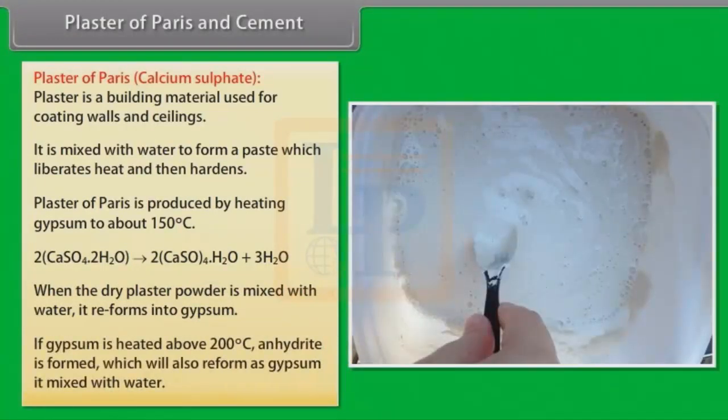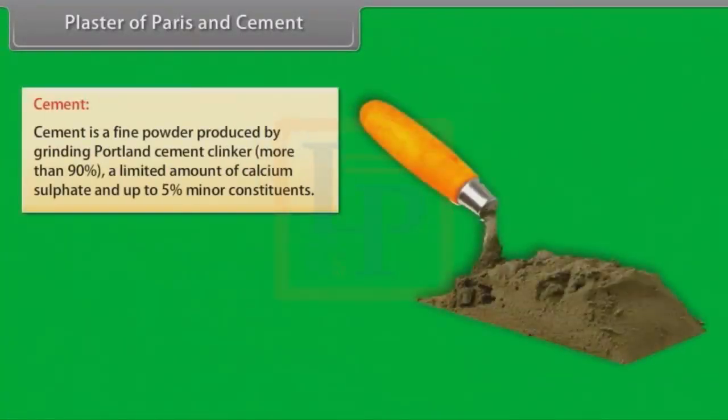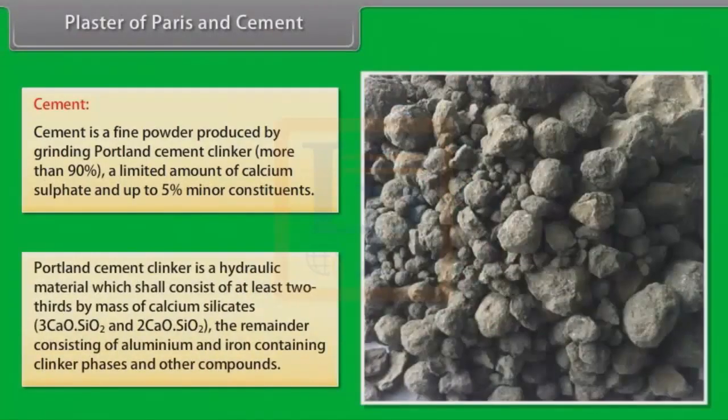If gypsum is heated above 200 degrees Celsius, anhydrite is formed, which will also reform as gypsum if mixed with water. Cement. Cement is a fine powder produced by grinding Portland cement clinker, more than 90%, a limited amount of calcium sulfate, and up to 5% minor constituents. Portland cement clinker is a hydraulic material which shall consist of at least 2/3 by mass of calcium silicates, the remainder consisting of aluminium and iron-containing clinker phases and other compounds.